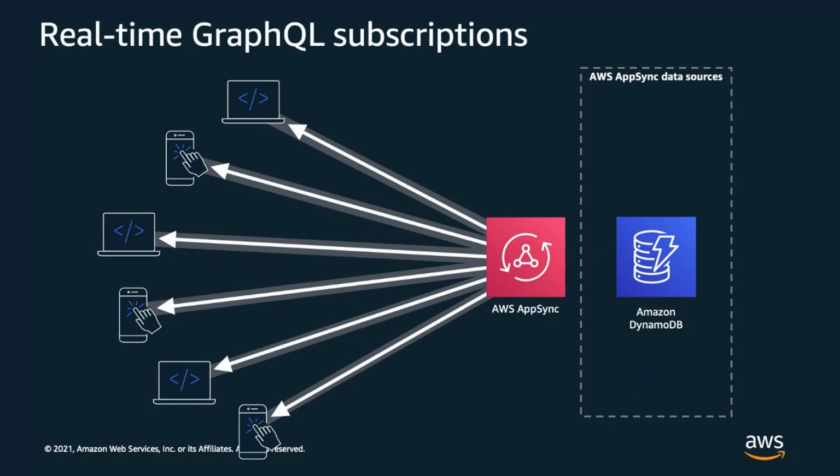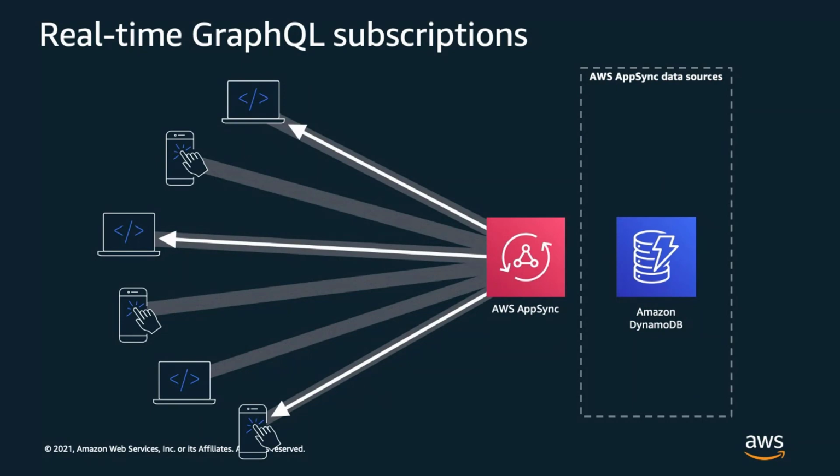After the data is saved to the data source, AppSync automatically broadcasts data to all connected clients. And each client can have a different selection set defined. So for example, let's say a mobile client might just need an ID and the title, while a web client may have the ID, the title, and the descriptions. So again, that's a very efficient way for clients to just receive the data they need.